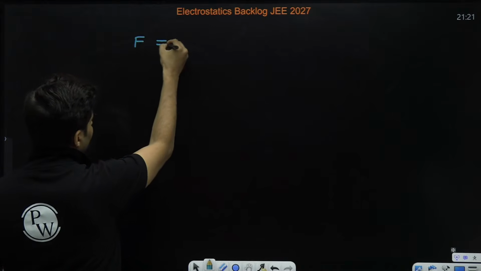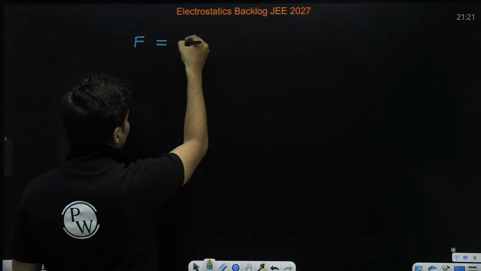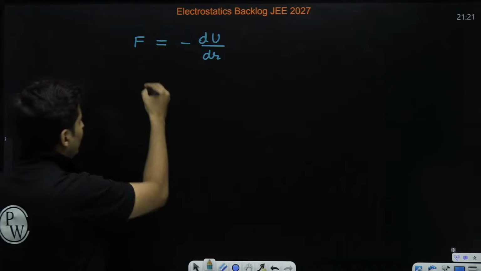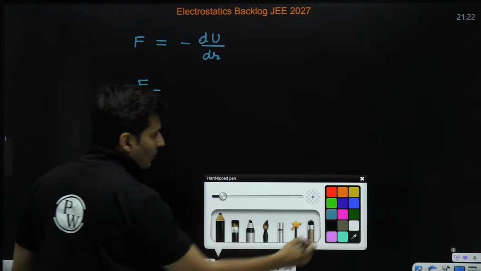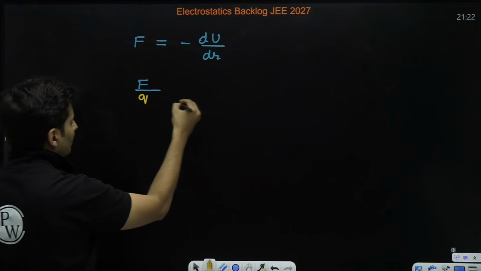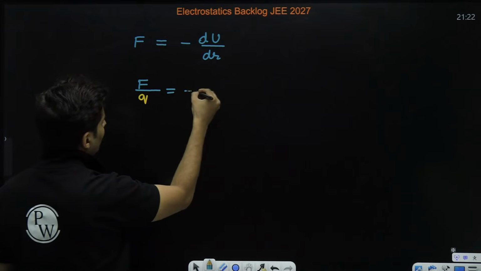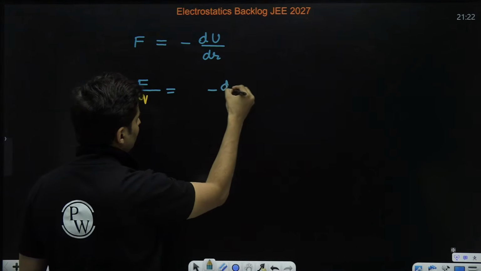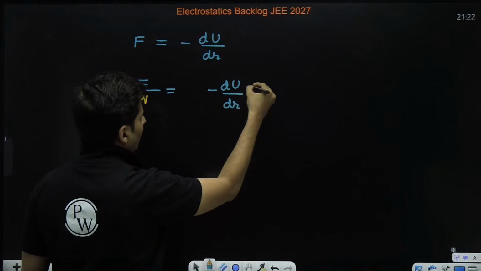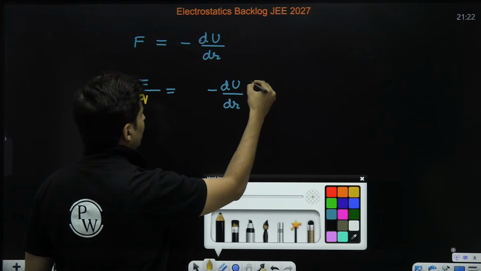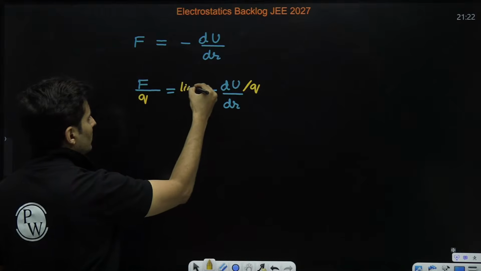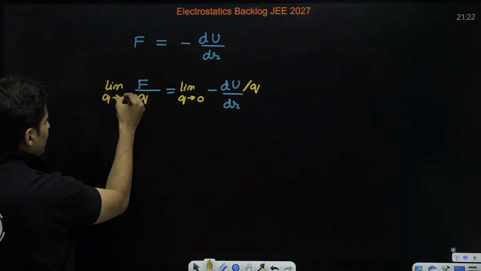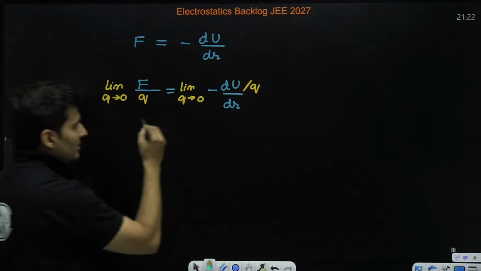Force is nothing but negative dU by dr, isn't it? Now what I do, I take this force and divide it by a small charge, and here also I'll take negative dU and divide it by a small charge. I also say this charge is really small. I put a limit on both sides. Quickly I realize what this limit is doing.